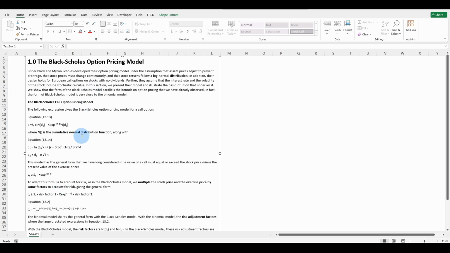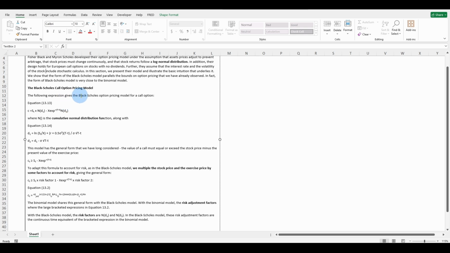I'm going to explain what they've done in general terms, very general terms. If you're weak in statistics, you need to bust out a statistics book. If you don't know what standard deviation is, what variance is, or what covariance is, you're going to need to open up a stats book. Just review that information. In this section, we present their model and illustrate the basic intuition that underlies it. We're not going to delve in too deep here. We show that the form of the Black-Scholes model parallels the bounds on option pricing that we've already observed. In fact, the form of Black-Scholes is very close to the binomial model.